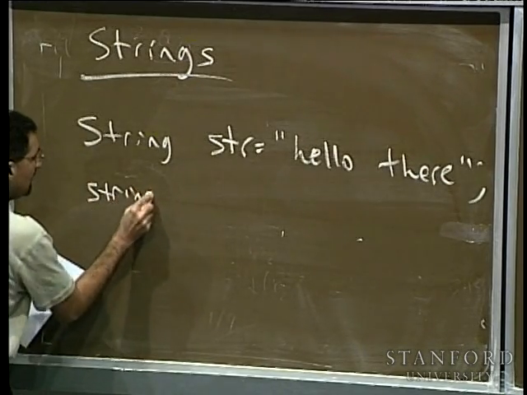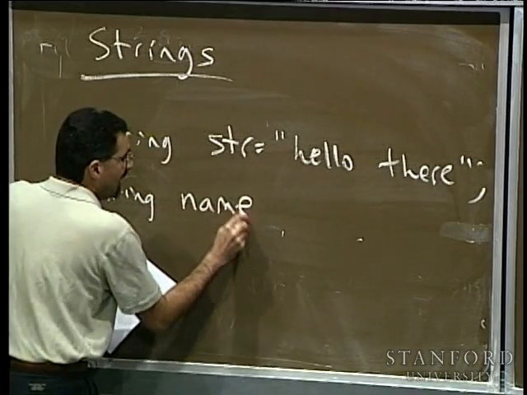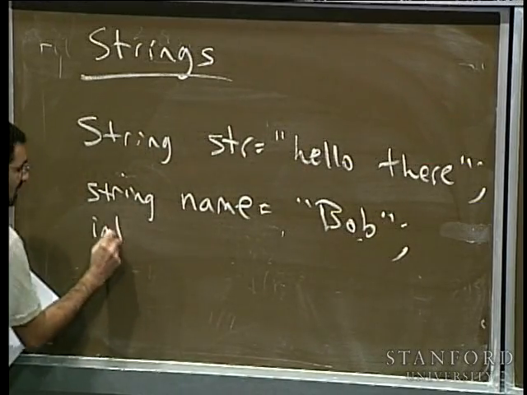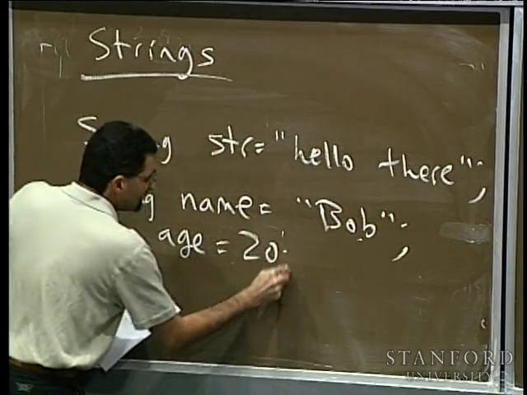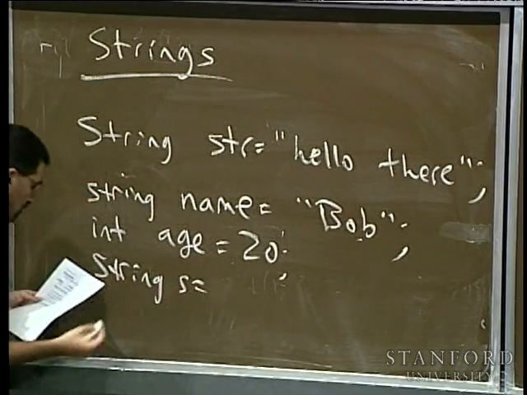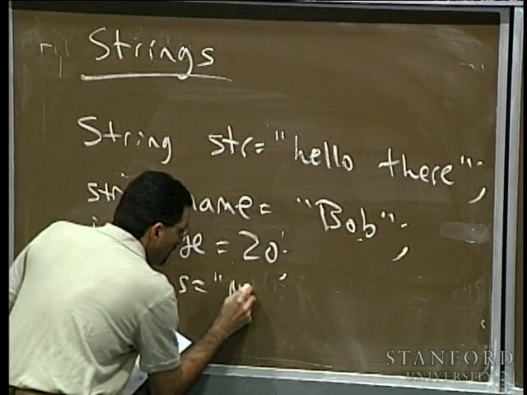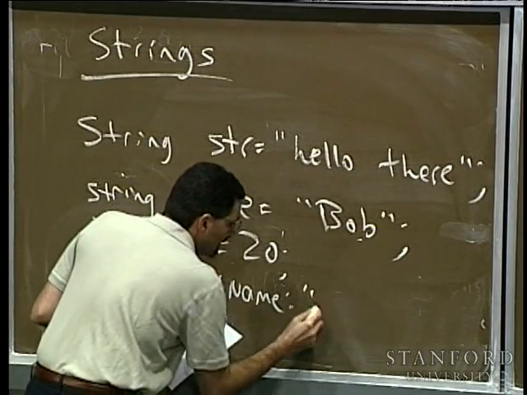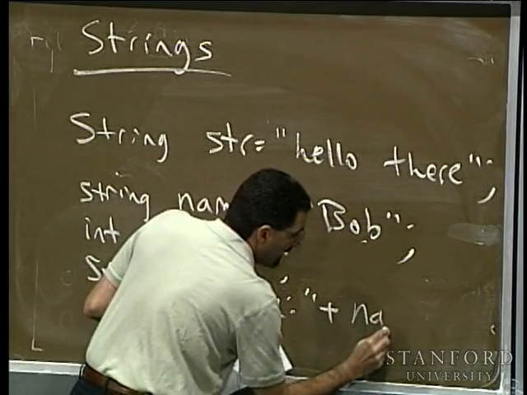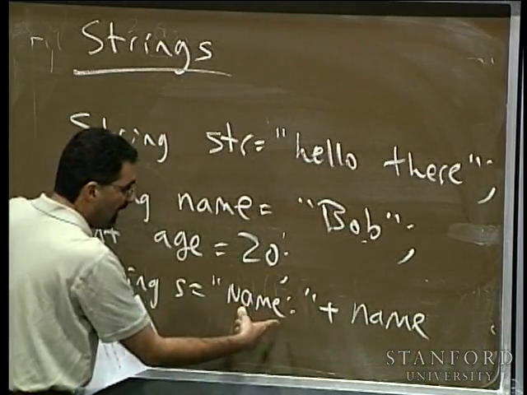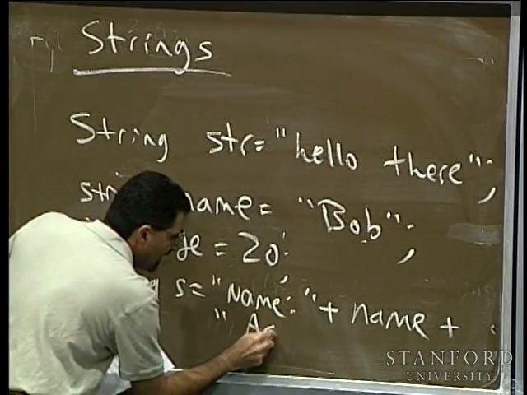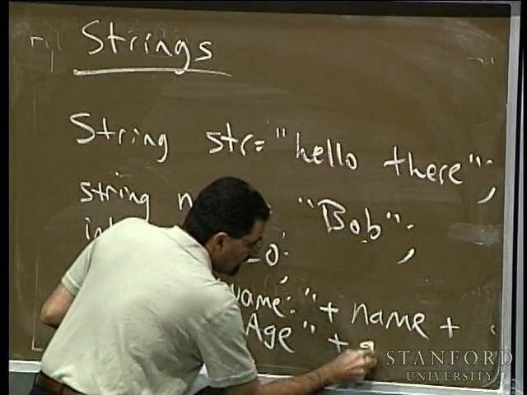So we could have some string, we'll call this string name, and we might set name equal to "Bob", inside double quotes. And we might have some integer age, which is just set to 20. And then we might have some other string s, which we want to set to be something like "name: " plus, and then whatever the name actually is in this other string. So name: what that'll do is concatenate the word Bob onto "name: ". And then maybe we want to concatenate onto that something like " age: ", and then concatenate onto that the value of the variable age.